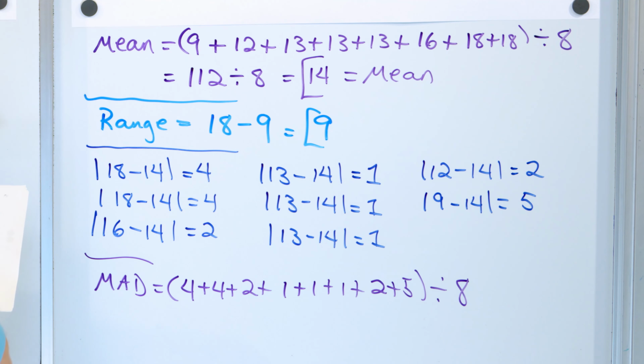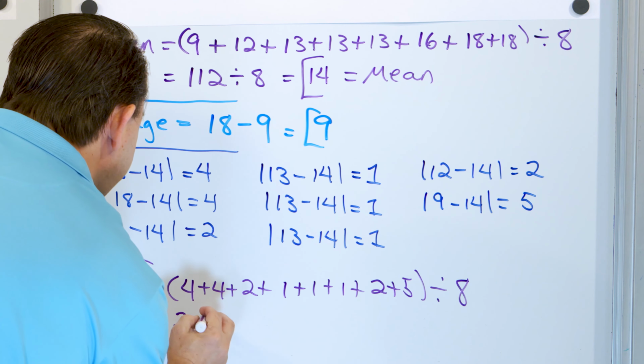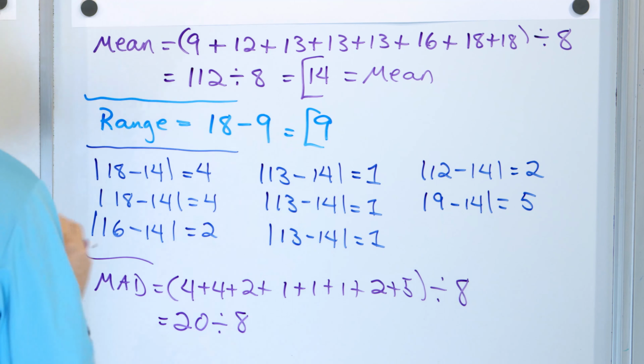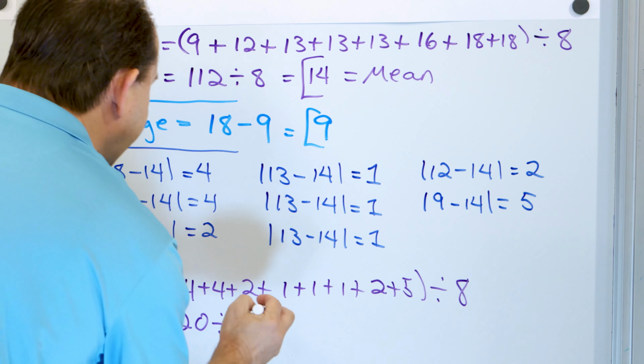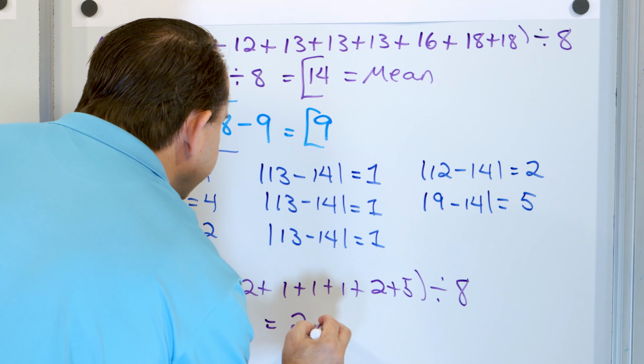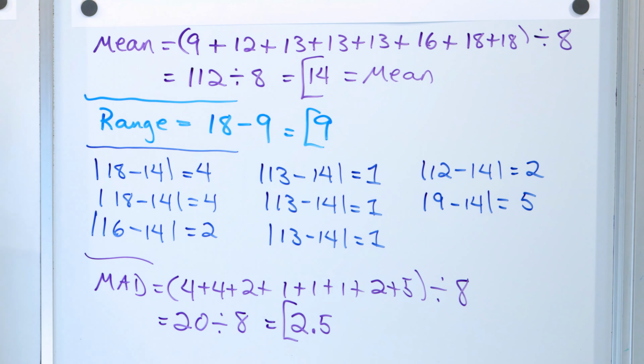And so let me just double check here. We have 5, then 2, then 1, 1, 1, 2, 4, 4. That's right. So when you add all those up, you get 20. And you divide by 8. Now this does not divide evenly, but when you take 20 and divide by 8, you get 2.5. So you see the mean absolute deviation does not have to be a whole number like before. It can be a decimal.